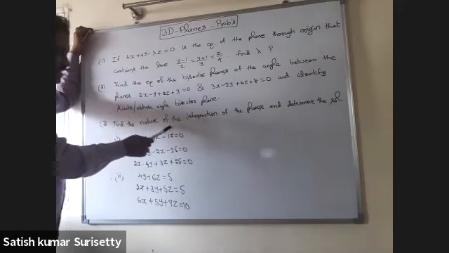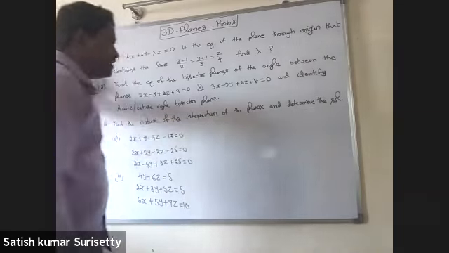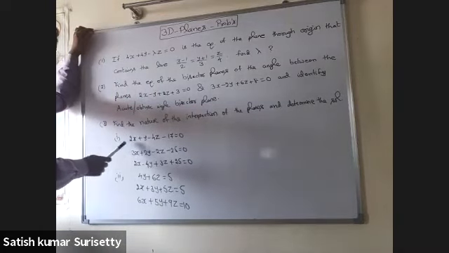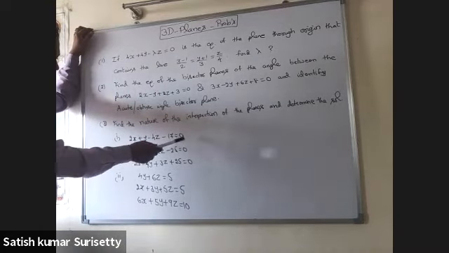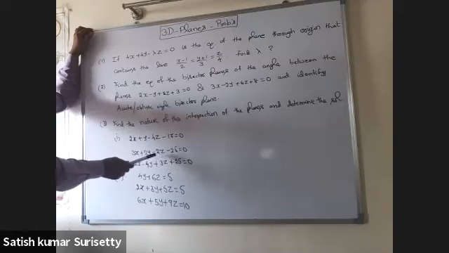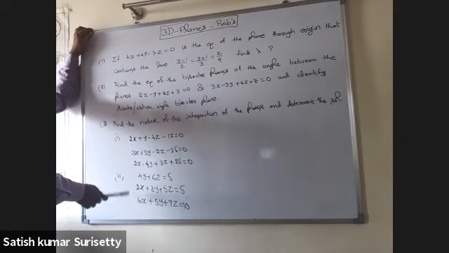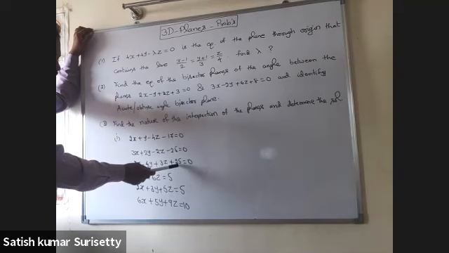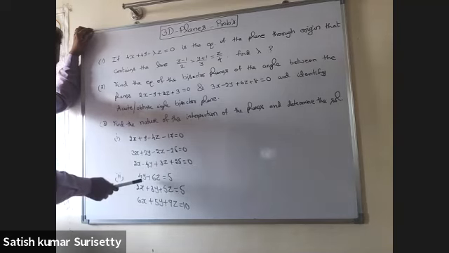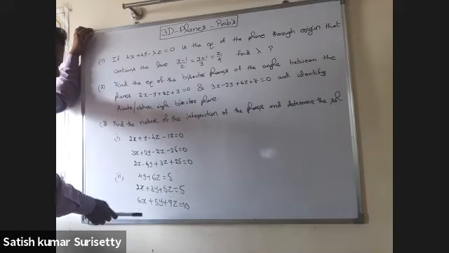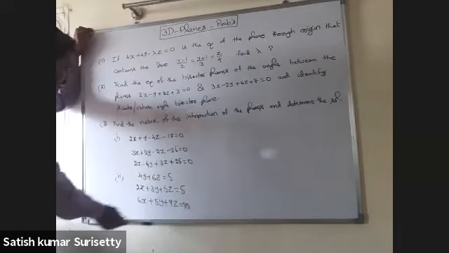Third, find the nature of the intersection of the planes and determine the solution if it exists. First problem: 3x + y − 4z − 70 = 0, 3x + 2y − 2z − 25 = 0, 3x − 4y + 3z + 25 = 0. Second problem: 4y + 6z = 5, 2x + 3y + 5z = 5, 6x + 5y + 9z = 10.